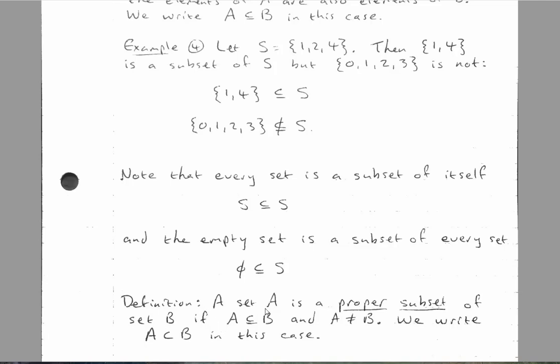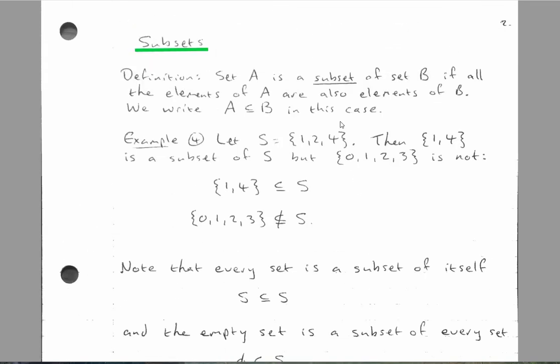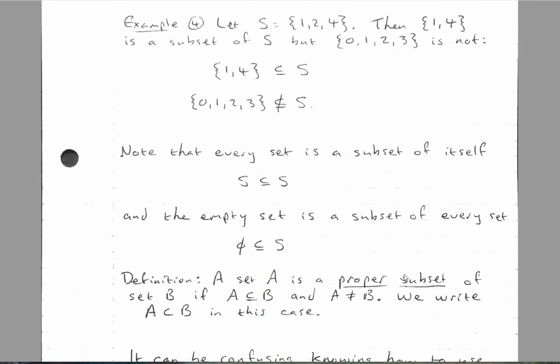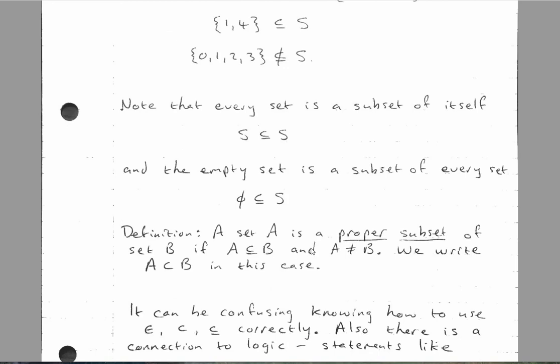The next definition, related to that: a set A is a proper subset of B if it's a subset and not equal to B. We use the same notation but without the line at the bottom. With the line, that's subset; without the line, that's proper subset. So we're not allowing equality, very similar to greater than or equal to. We have this notation for subsets, and proper subsets are the same thing, we're just not allowing the sets to be equal.